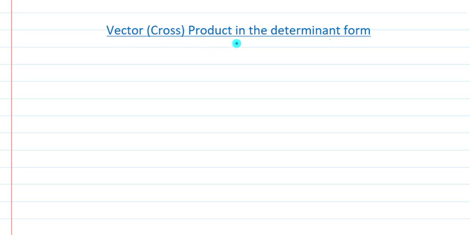Now let us discuss the vector product in determinant form. But before going to this, let me discuss what the value of I cap cross I cap, J cap cross J cap, K cap cross K cap will be. This you know very well. You can find it very easily, as the angle between I cap and I cap, J cap and J cap, K cap and K cap is 0 degrees. So if we calculate the cross product, the resultant will be 0 because sin theta is 0 in all three cases.